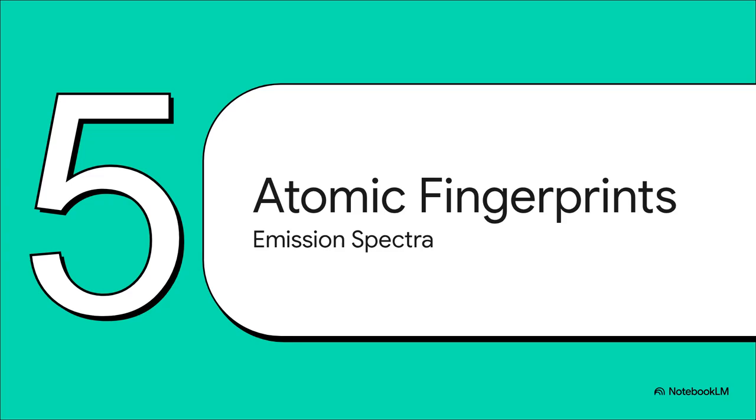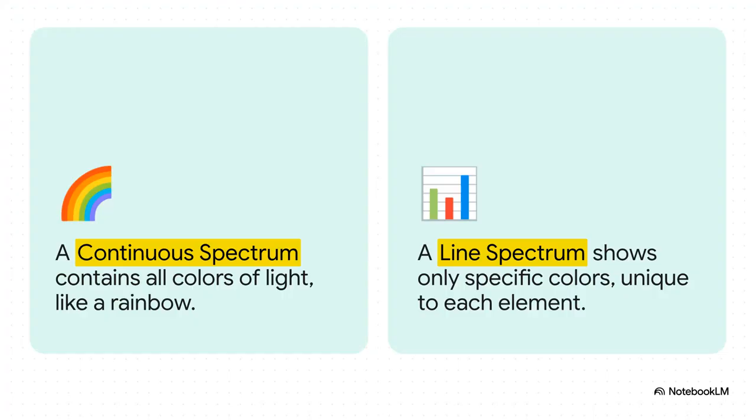So think about that for a second. If electrons can only make these very specific, fixed jumps between energy levels, what does that mean for the light that an atom actually gives off when it gets energized? It means you don't get a full, continuous rainbow like you do from the sun. Instead, you get a line spectrum.